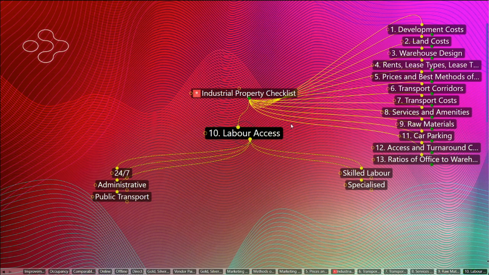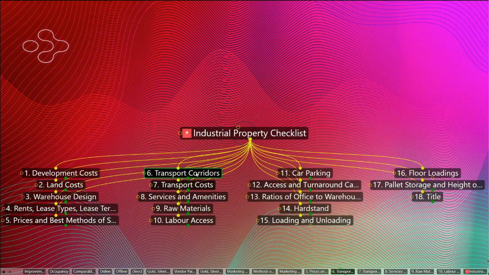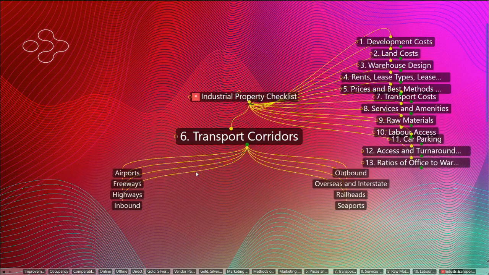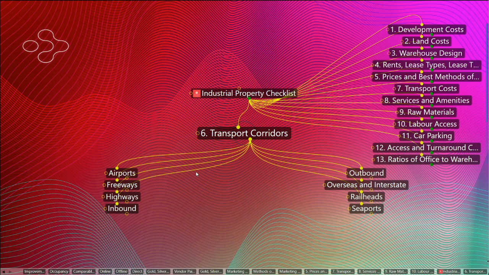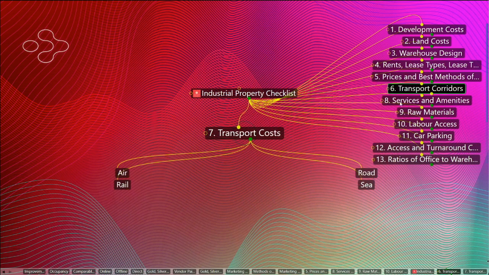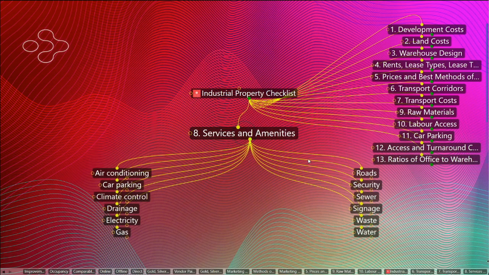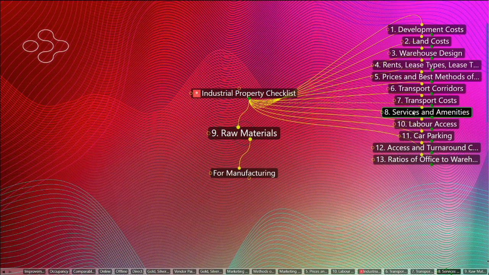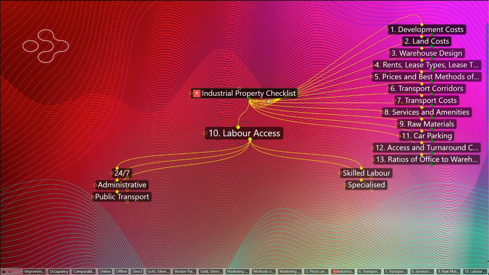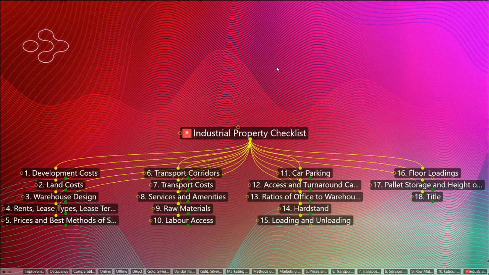So what I've done here today is I've covered off on a number of different topics, most particularly the transport corridors. There they are again, think about that. I also covered off on the transport costs, special transport costs for precincts, understand what they are. I then covered off on the services and amenities that apply in an industrial site. And lastly, I went to raw materials as far as delivery and manufacturing and labour access. So all of those things are important when you're thinking about assessing an industrial property checklist.